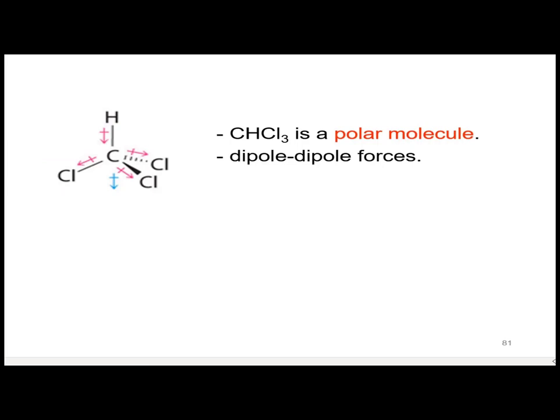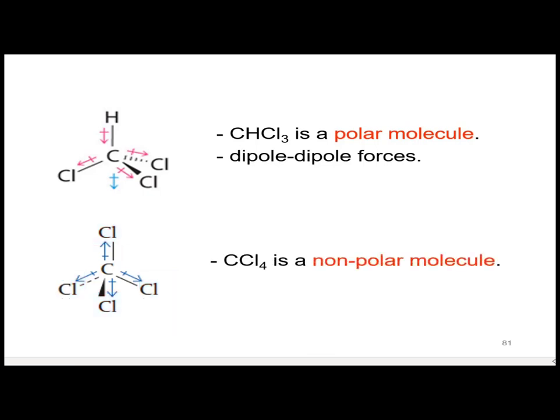For CCl4, it has a symmetrical shape, which is tetrahedral. All the terminal atoms are the same atom, which is chlorine. Therefore, all the terminal atoms bear partial negative charge. So CCl4 has an even distribution of electrons and it becomes a nonpolar molecule. The type of intermolecular forces that exist between nonpolar molecules is London forces.